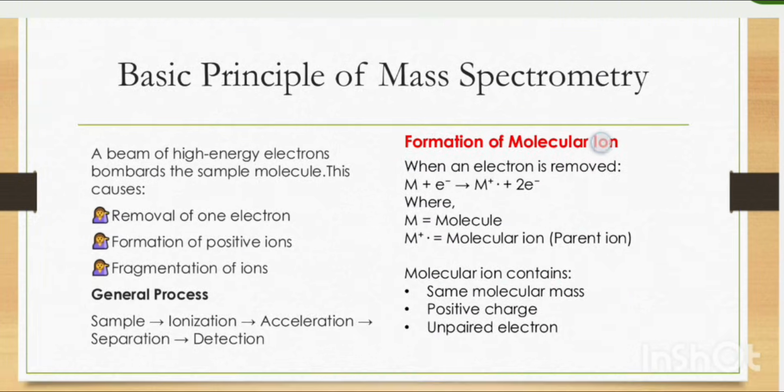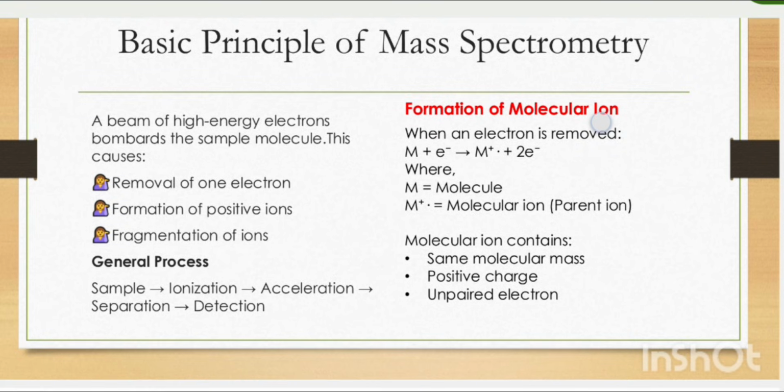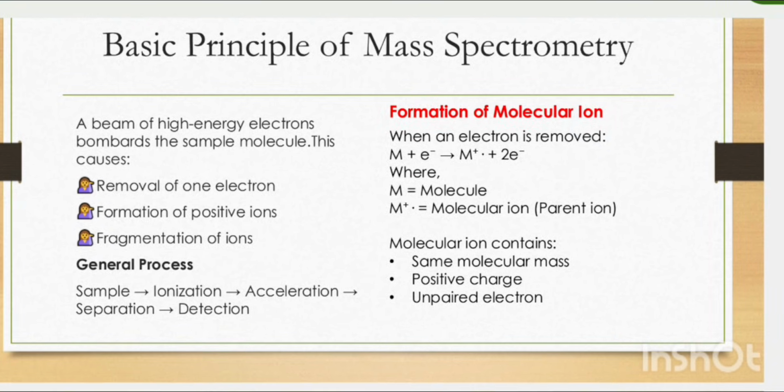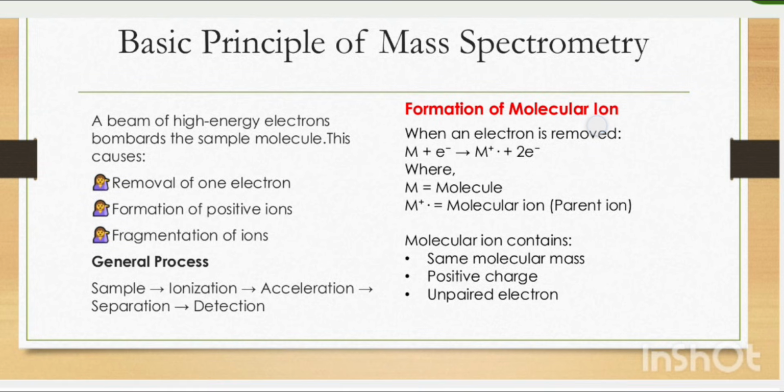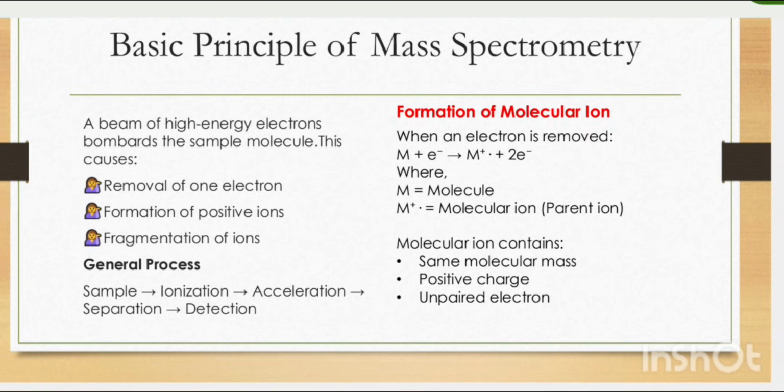Now, let's understand the basic principle. In mass spectrometry, a beam of high energy electrons strikes the sample molecules. These energetic electrons remove one electron from the molecule. As a result, positively charged ions are formed. Some of these ions remain intact while others break into smaller fragments.